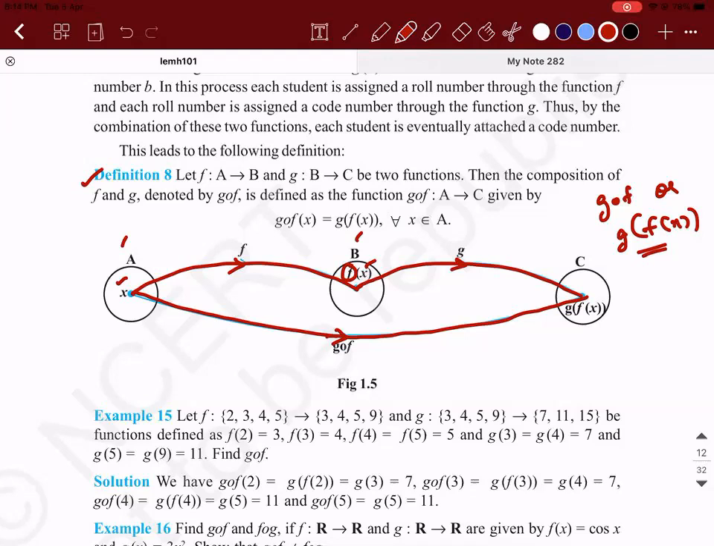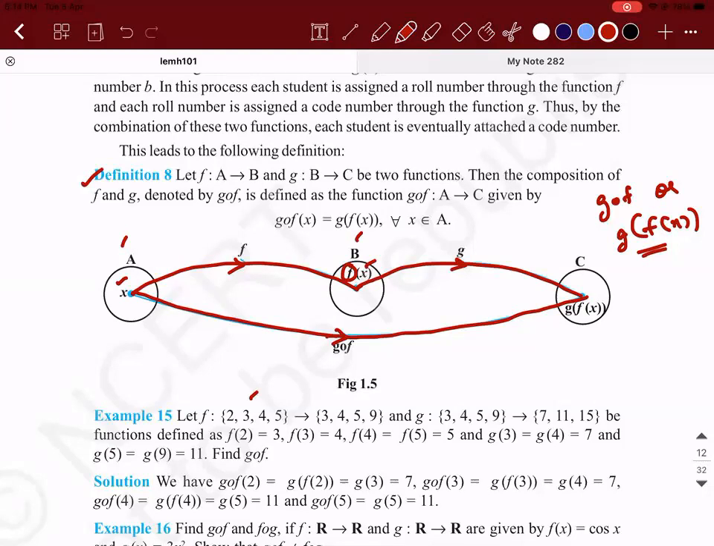So now we'll go to the next context. We'll see a problem based on it. Example number 15. Shall we start? I hope it is clear for everyone. So f is a function mapped from 2, 3, 4, 5 to 3, 4, 5, 9.